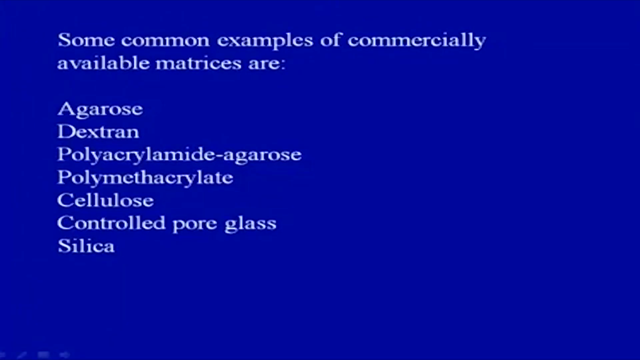Now, a lot of different kinds of matrices are used. Commonly used matrices include agarose, dextran, polymethacrylate, polyacrylamide, cellulose, controlled pore glass, silica and so on. So, there are a whole lot of different matrices available. Once the matrix is chosen, it has to be pre-activated and then the ligand has to be put in. Now, many times one needs to put in a spacer arm.